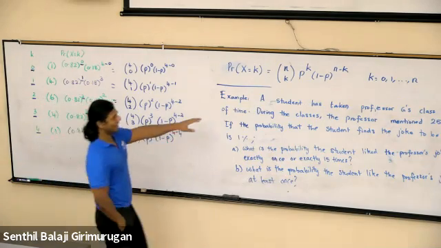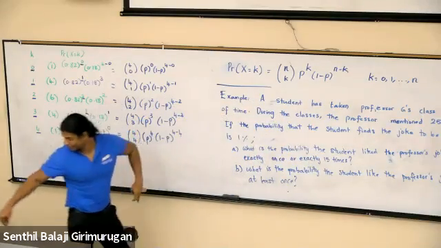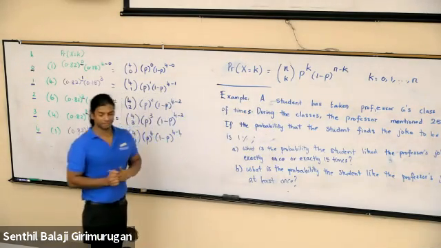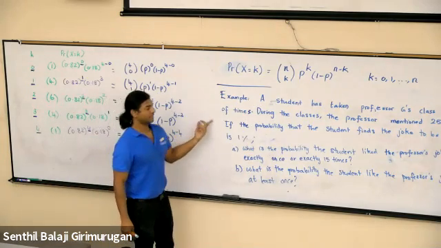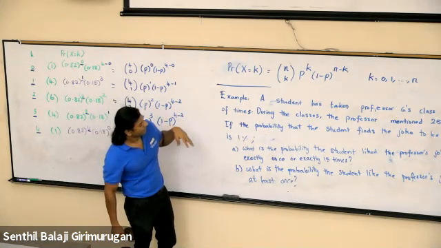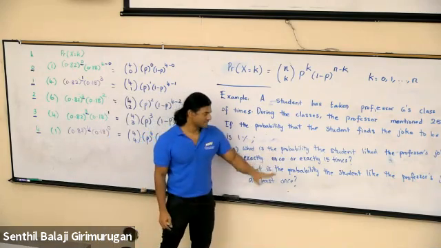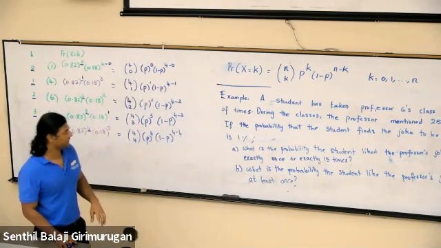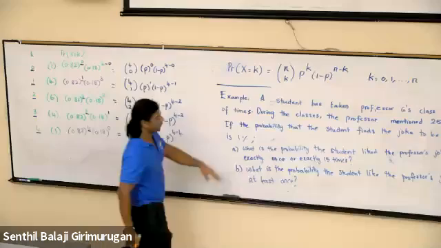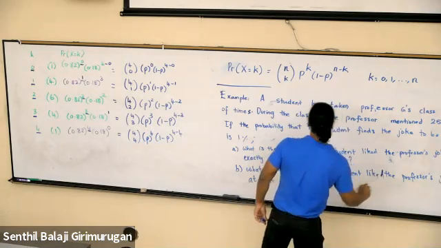So a student has taken Professor G's class, definitely not me, a couple of times. And during the classes, the professor had mentioned 25 jokes. The probability that the student finds a joke to be funny is 1%. What is the probability that the student liked the professor's joke exactly once or exactly 15 times? Second, what is the probability the student liked the professor's joke at least once?